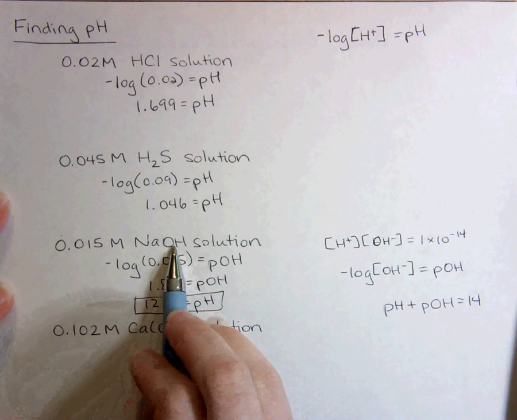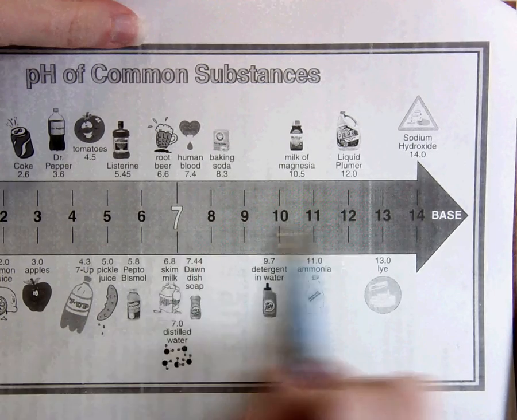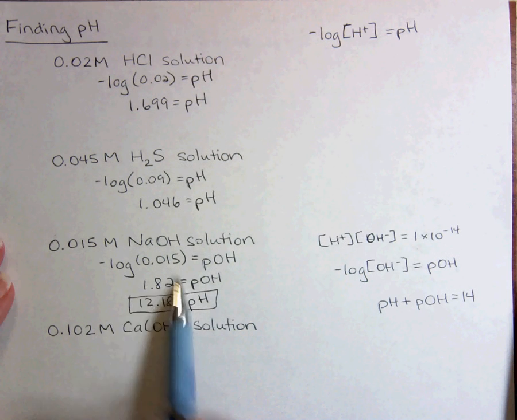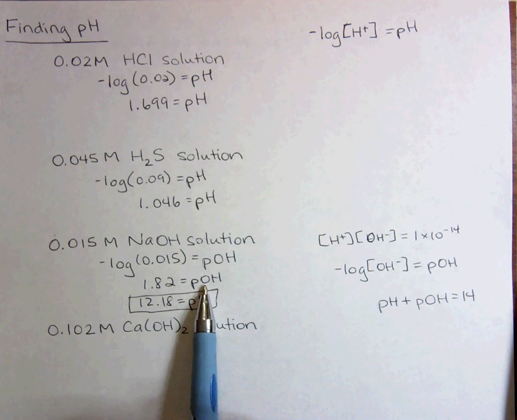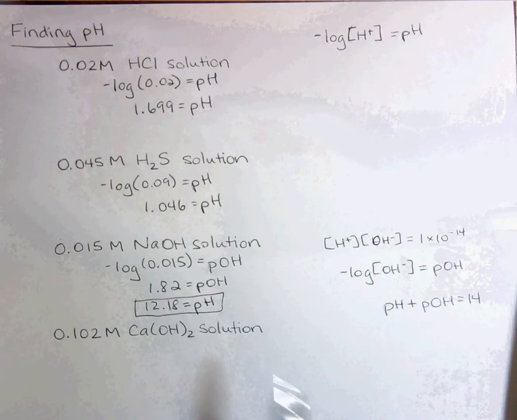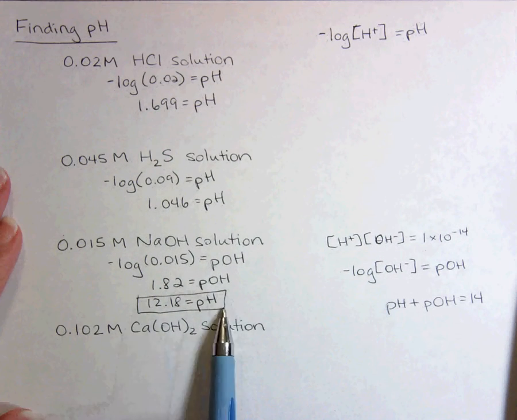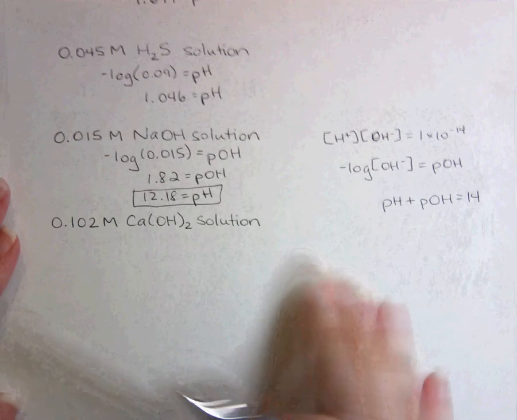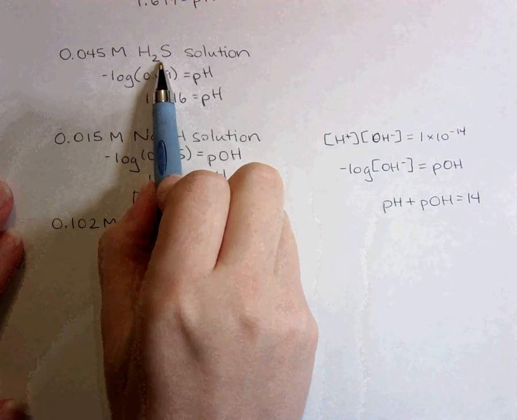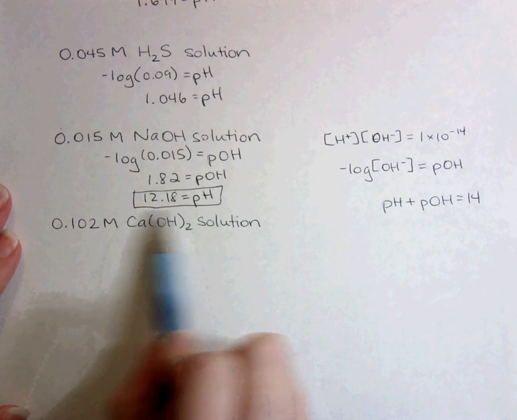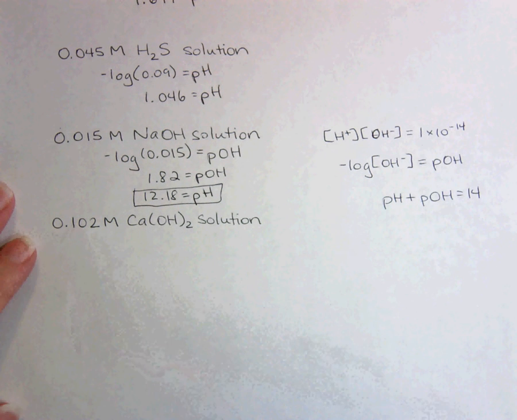And remember, since we have a base, I know that my pH should be higher than 7. So when I ended up with this 1.82, I know that that can't be my pH, that's my POH, because 1.82 would be an acid. So I'm going to change this to find my pH, which would be greater than 7. Same thing down here as we did here. We had double the amount of hydrogen ions, and here we have double the amount of hydroxide ions when this dissociates. So I'm going to have to double this as well.